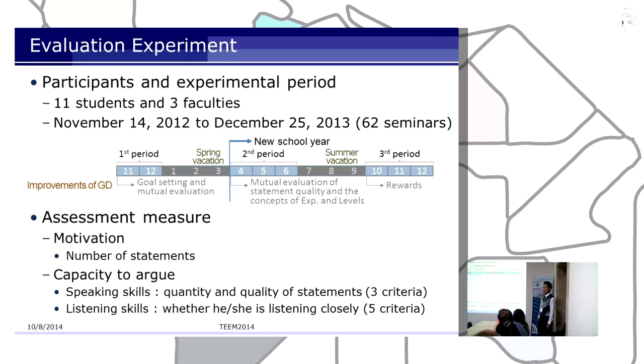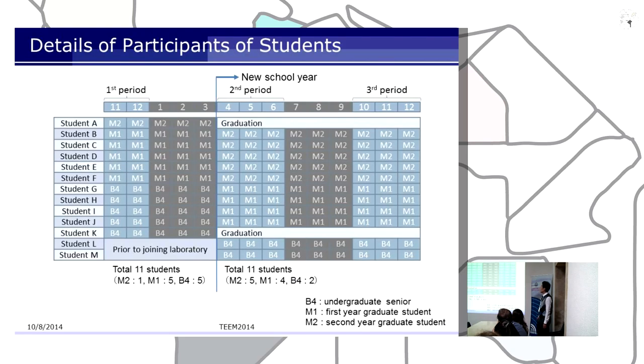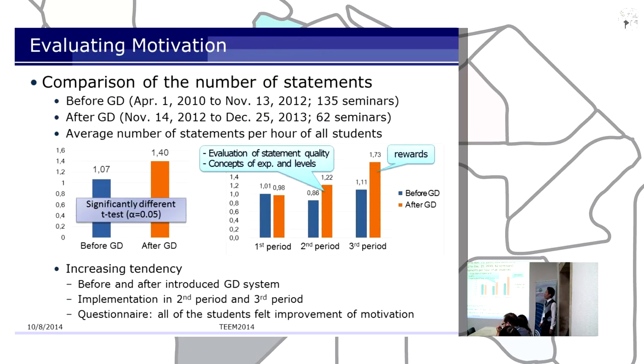Now the assessment measures for motivation and capacity to argue. We introduce some criteria. It is difficult to evaluate capacity to argue based on the argumentative skills alone, so we divided capacity to argue into 2 aspects, that is, speaking skills and listening skills. Speaking skills is based on the quantity and quality of statements. Listening skills is based on whether he or she is listening closely. The breakdown of the 11 students is like this table. B4 is undergraduate senior, M1 is first year graduate student, and M2 is second year graduate student.